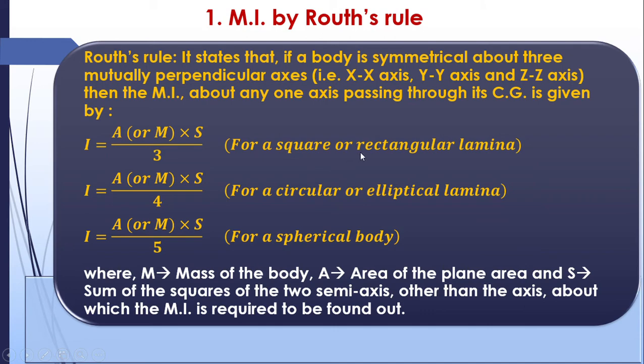Now, for a rectangular or square lamina, by Routh's rule it is A into the square of the distance divided by 3. For a circular or elliptical lamina, it is A into the square of the distance divided by 4. For a sphere, it is divided by 5. That's the only difference: different denominators for different shapes. For rectangular or square it is 3, for circular or elliptical it is 4, and for spherical it is 5. So this is how we can find the moment of inertia by Routh's rule.